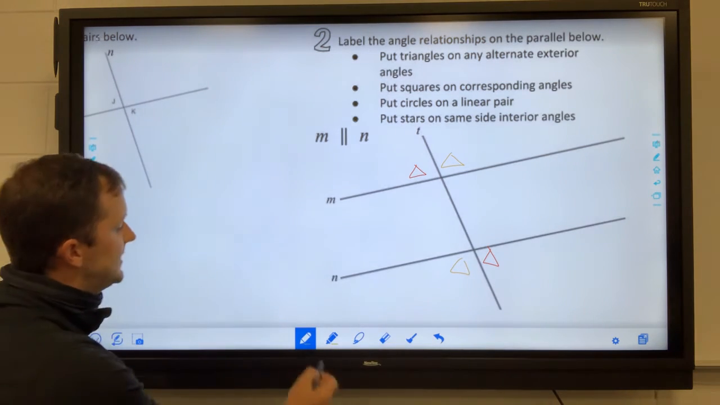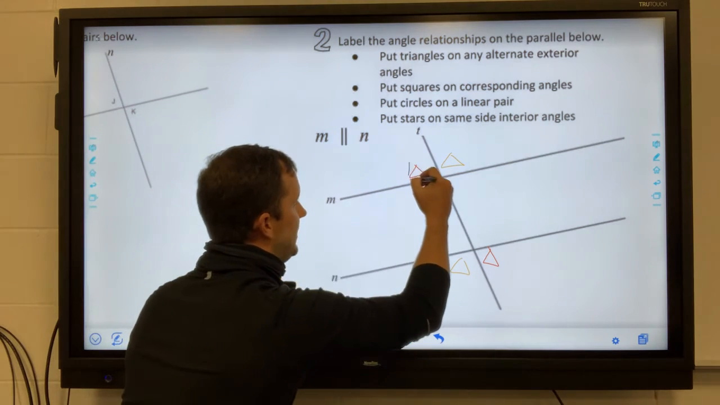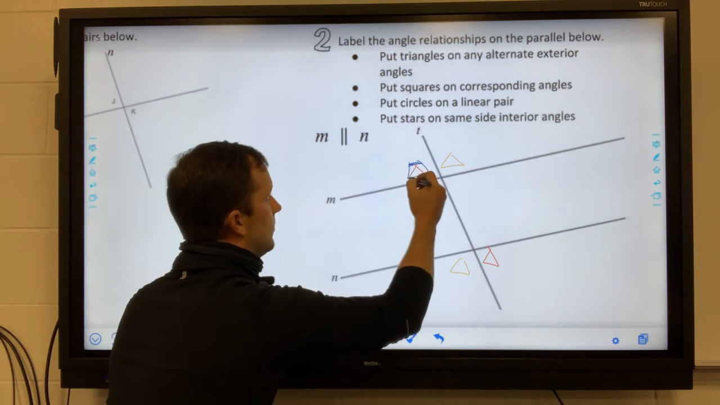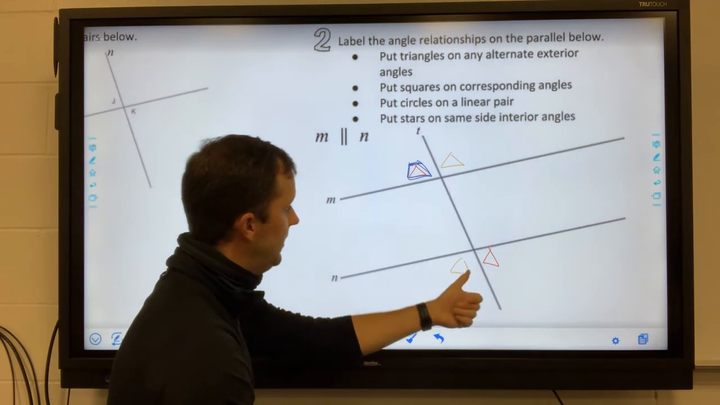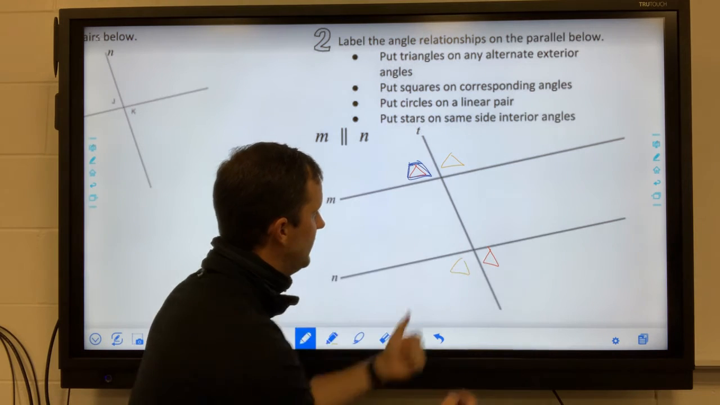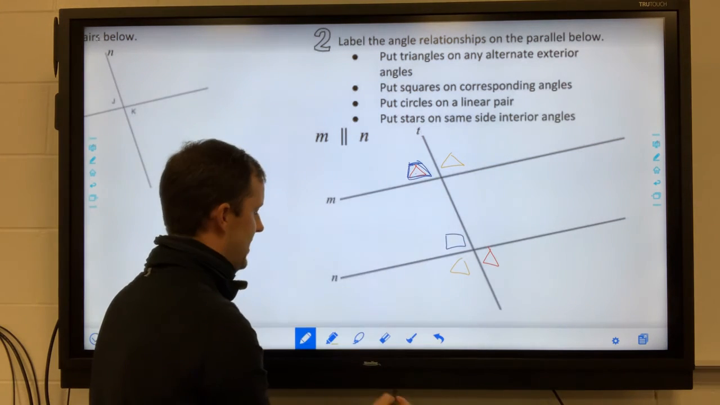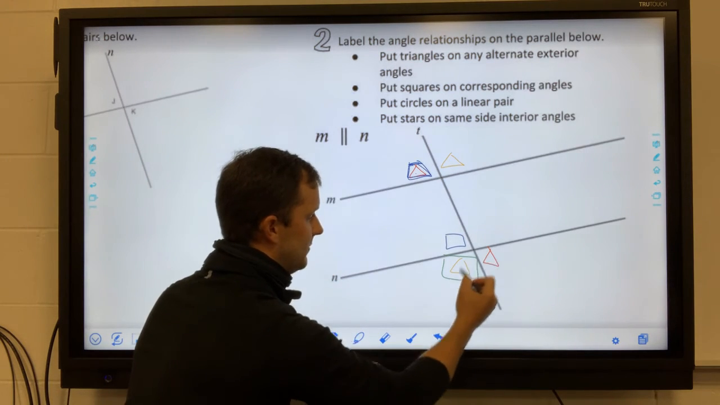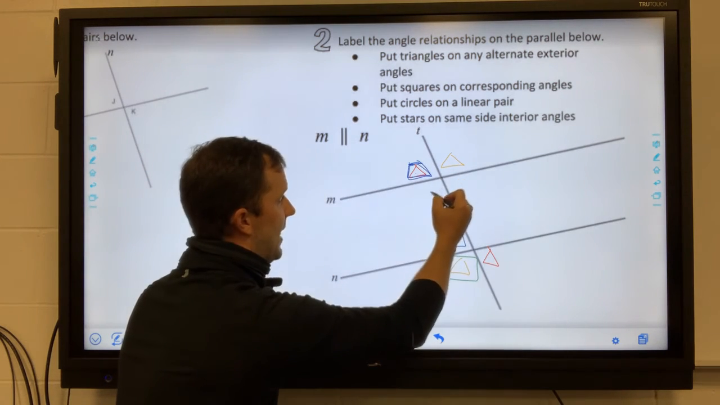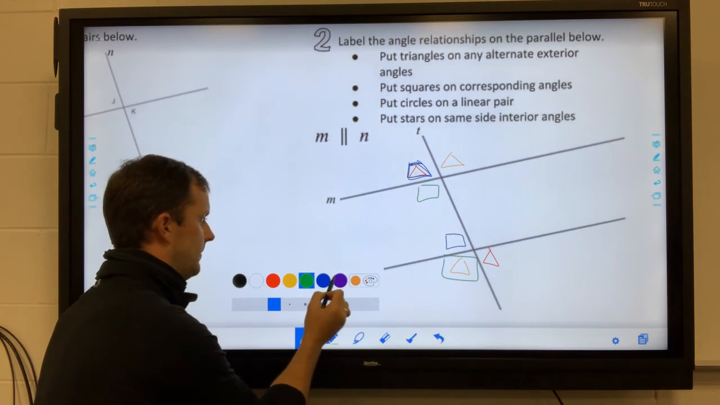All right, so now the next thing it tells me to do is to put squares on corresponding angles, okay? So if I drew a square right here, terrible square, this is in the top left-hand corner. So down here on this cross section, top left-hand corner is going to be a square right here. Those are corresponding, meaning in the same spot, okay? So if I put a square down here, this is bottom left. Up here, bottom left is gonna be this angle right here. That's corresponding to each other, okay?